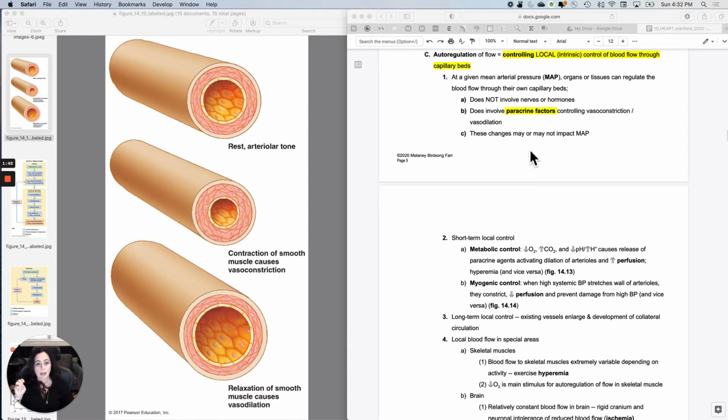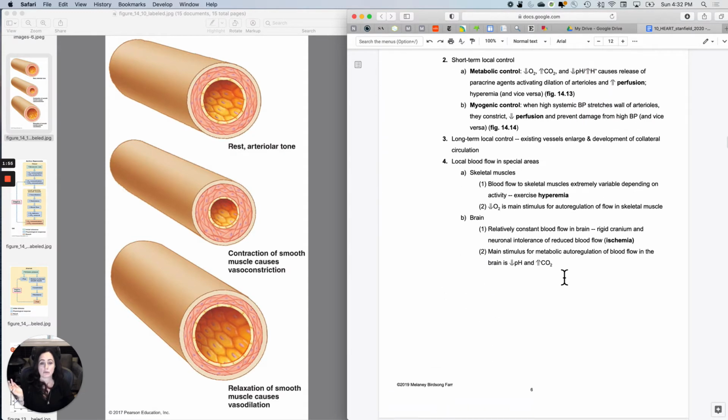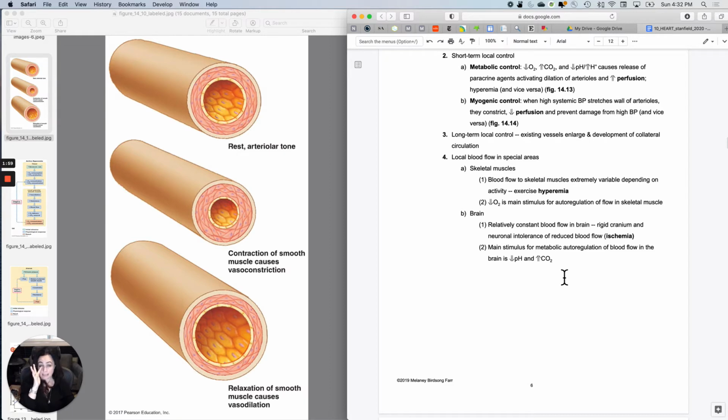Okay, so let's talk about two ways that this local control of flow could occur. One of them is called metabolic control, and hopefully this one will make sense to you. Basically, this says that if the tissues that the capillary bed is supplying give any of these signals, then you are going to release paracrine agents that will cause dilation. So, if the tissue in, for instance, the liver capillary bed says, I have low oxygen, or I have high carbon dioxide, or I have low pH, high H plus, remember the relationship between carbon dioxide and pH. This will cause the release of paracrine agents that will activate dilation of arterioles, therefore increased perfusion, which is more blood flow to the area.